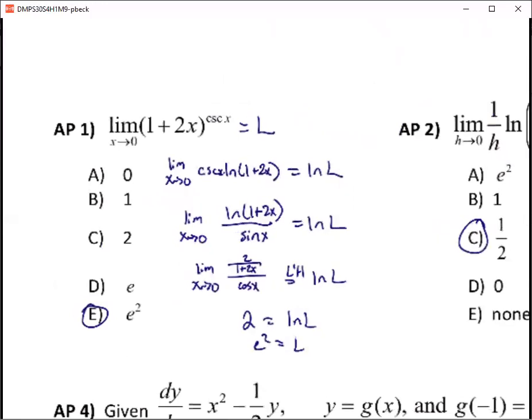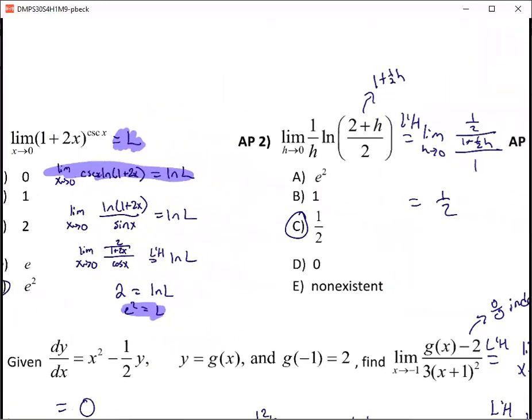Some AP specific problems. If you see that we can apply the special approach, and that's because we have an x to an x power, that's what triggers me to say that, hey, this is our special approach. And you've seen that approach a couple times now. In the end, we're going to get e squared as our limit.